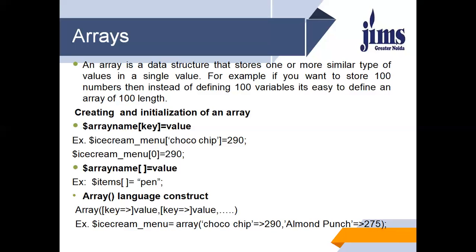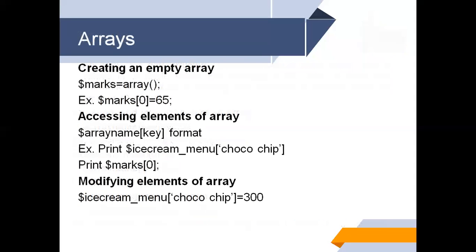So it is up to you how you want to create and initialize an array. You can create an empty array also. Marks is equal to array, and then marks at the index position 0, you are putting 65. So the value 65 will be assigned at the 0 index position.